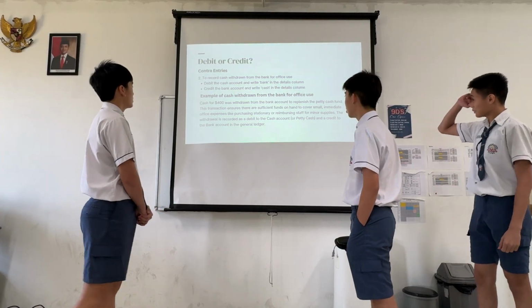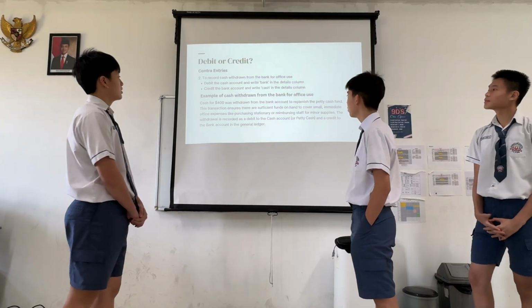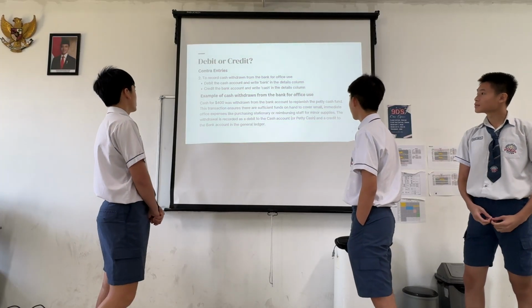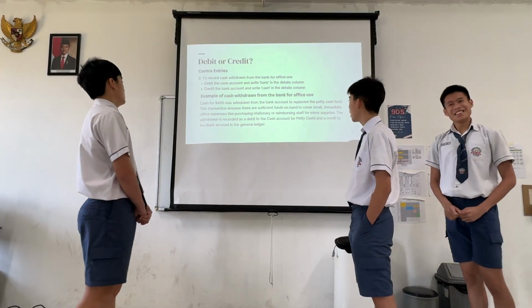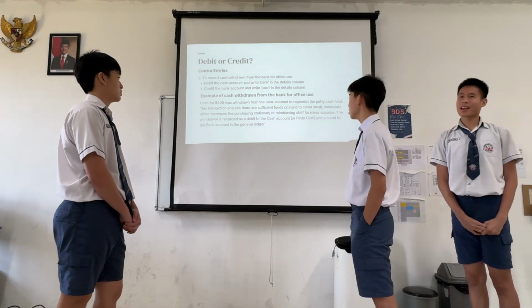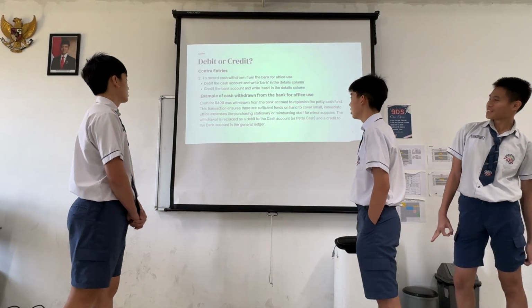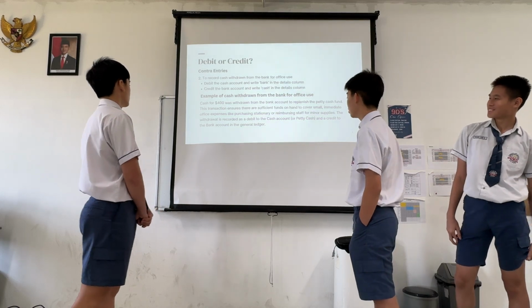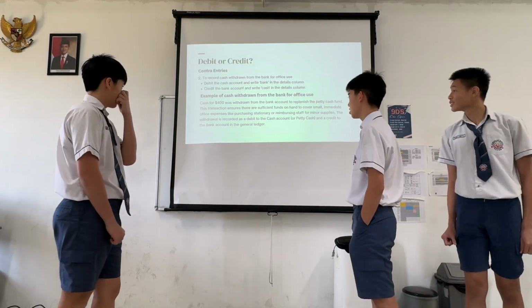Example of cash withdrawn from the bank for office use. Cash of $400 was withdrawn from the bank account to replenish the cash fund. This transaction ensures there are sufficient funds on hand to cover small, immediate office expenses like purchasing stationery or reimbursing staff for minor supplies. The withdrawal is recorded as a debit to the cash account or petty cash and a credit to the bank account in the general ledger.